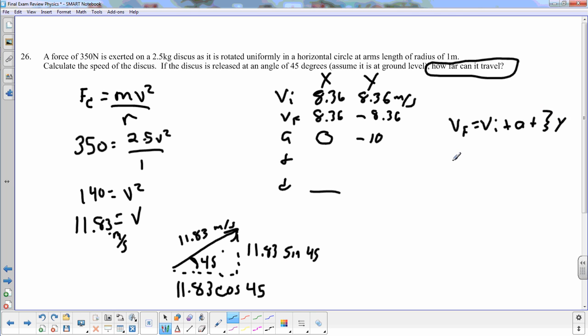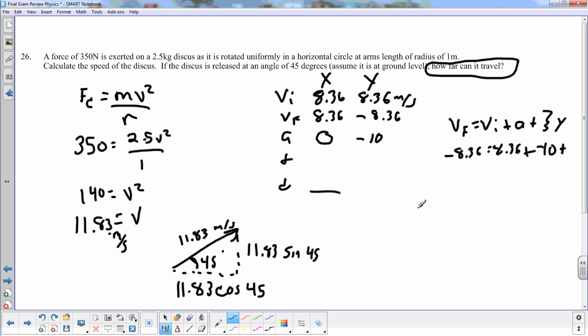So negative 16.72 equals negative 10t. Divide both sides by negative 10. 1.672 equals time.